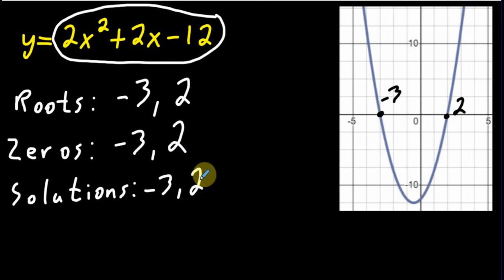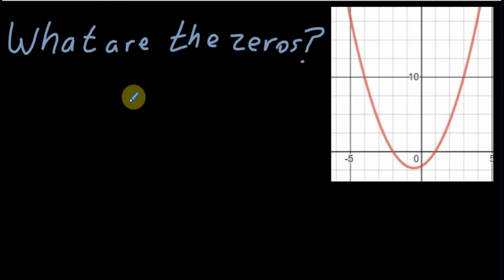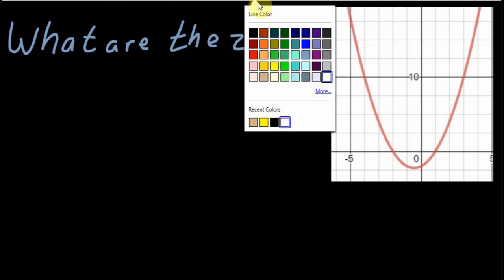Now notice I don't put parentheses around those, otherwise it looks like an ordered pair rather than listing two separate answers. All right, let's go to the next one. All right, so what are the zeros of this function?